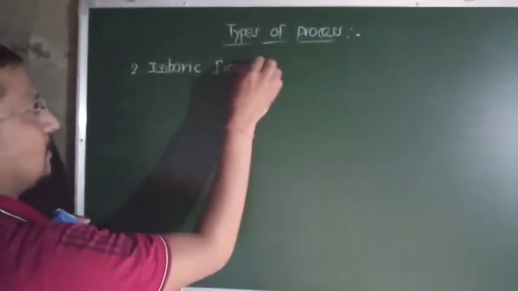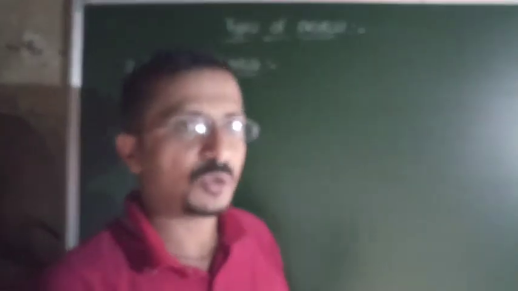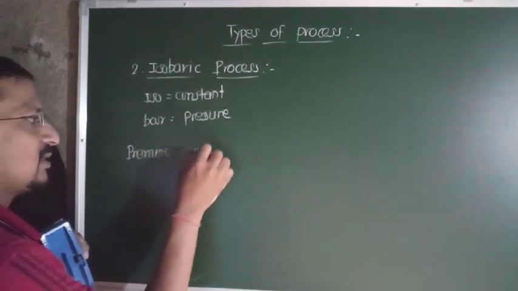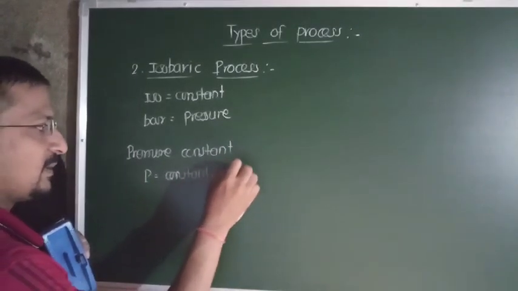Then next is the isobaric process, the second one. Now the isobaric process: again iso in the sense constant, and bar is one of the units to measure pressure. So bar in the sense pressure; the process which is carried out at constant pressure throughout the transformation is called an isobaric process. Pressure must remain constant throughout the transformation. So P is constant, therefore delta P is equal to 0.